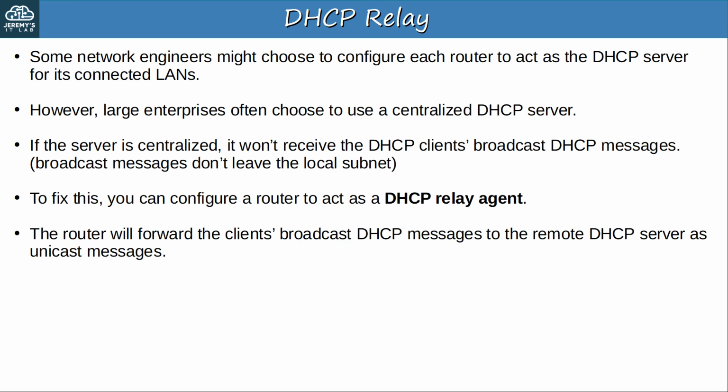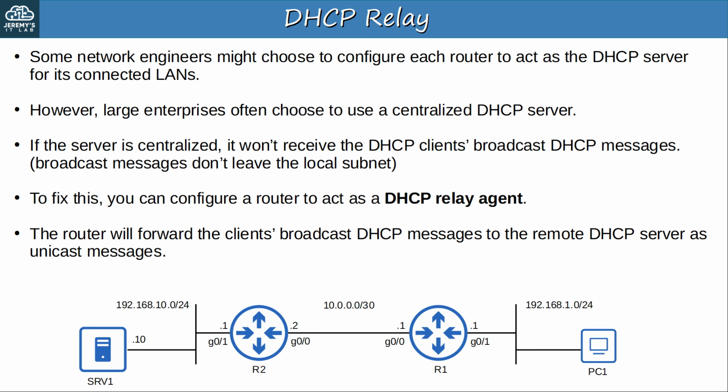However, to fix this, you can configure a router to act as a DHCP Relay agent. If you do that, the router will forward the client's broadcast DHCP messages to the remote DHCP server as unicast messages. Let me use this network to demonstrate. PC1 is a DHCP client, so it will broadcast a DHCP Discover message to ask DHCP servers on the local network to assign it an IP address. However, in this case, R1 isn't a DHCP server. Server 1 is the central DHCP server for this network, so R1 will need to forward any DHCP messages from PC1 to Server 1.